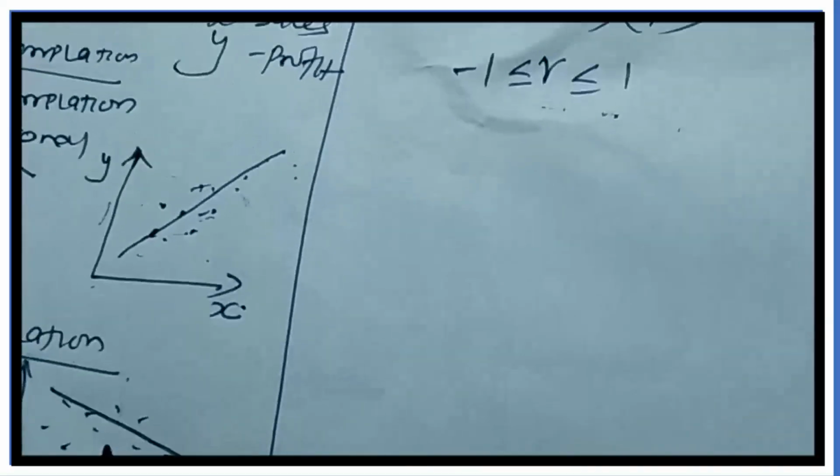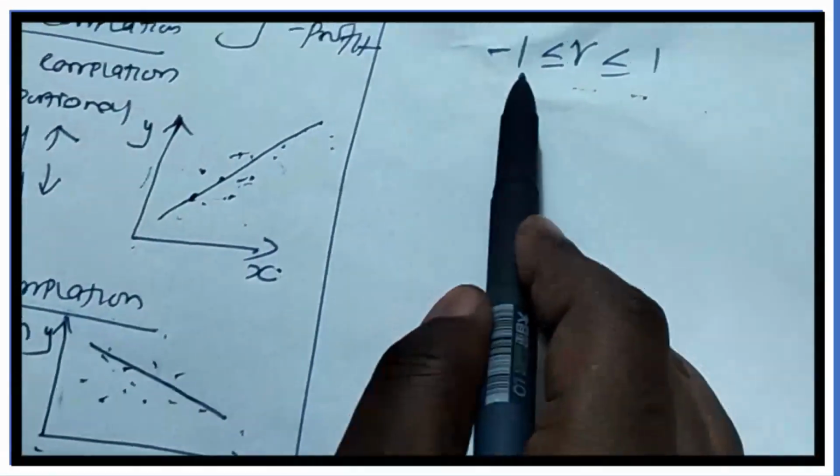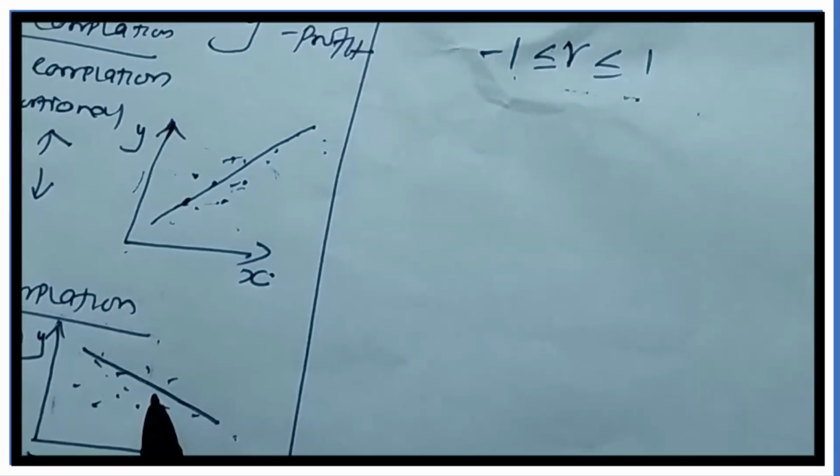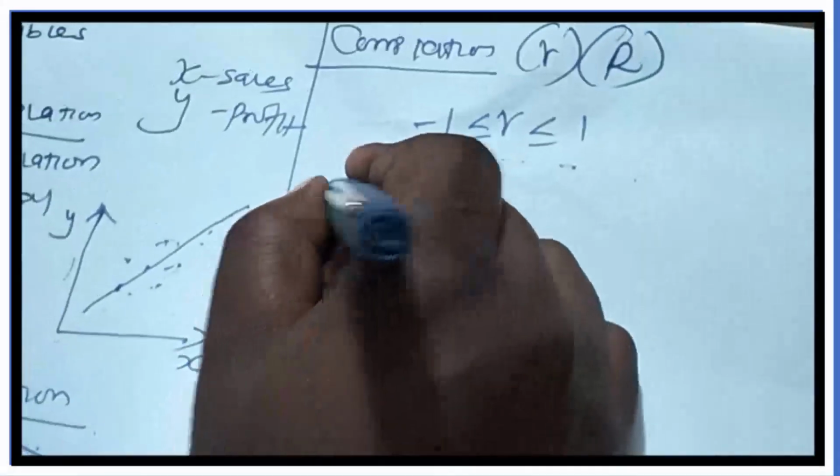The same case here, if we have all points on our line, you find that the R this time, the correlation at this time will be -1. So I want you to take note of that. Now, how do we calculate correlation?